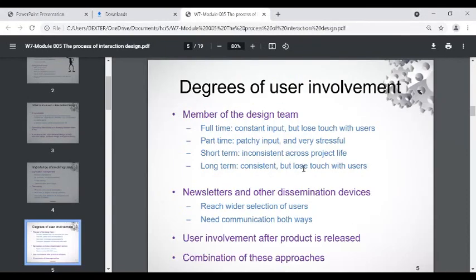So, degree of user involvement. Different degrees of user involvement may be implemented in order to manage expectations and to create a feeling of ownership. At one end of the spectrum, users may be co-opted onto the design team so that they are major contributors. For any one user, this may be on a full-time or part-time basis, and it may be for the duration of the project or for a limited time only.